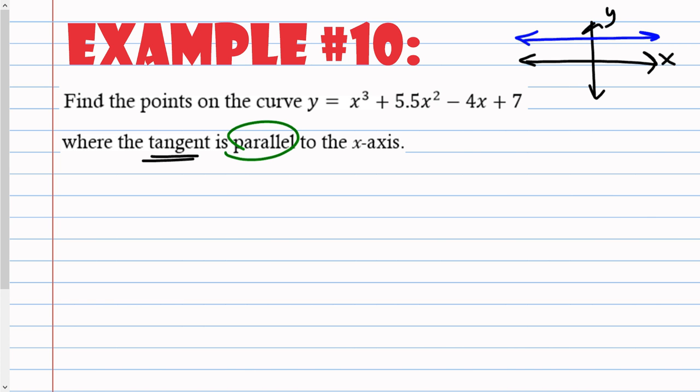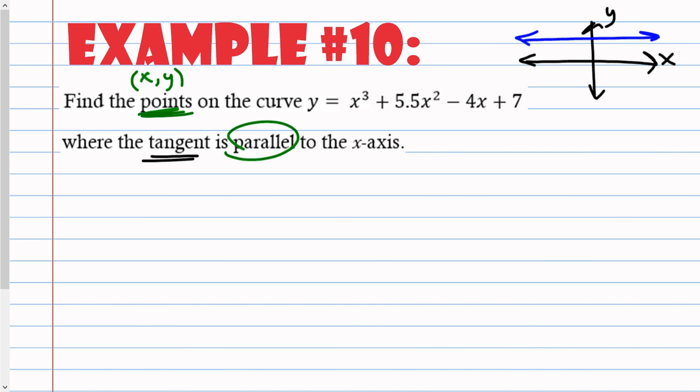Now, when it says the points, I need to remind you that a point is an x and a y, not just an x. The x coordinate tells you where, but a point wants exactly like the height and everything. Like the x is where and the y is where.